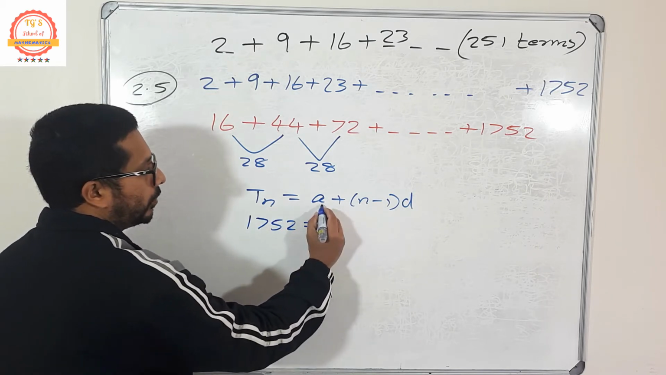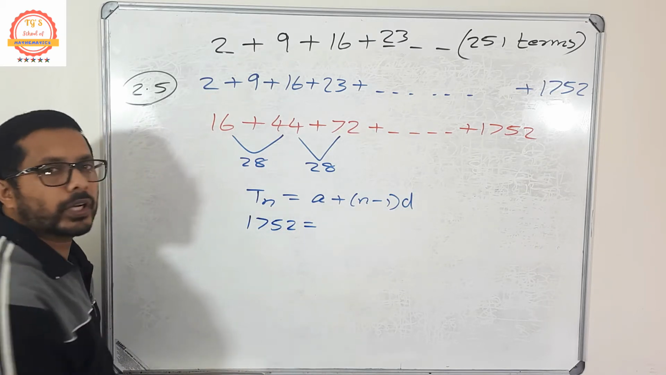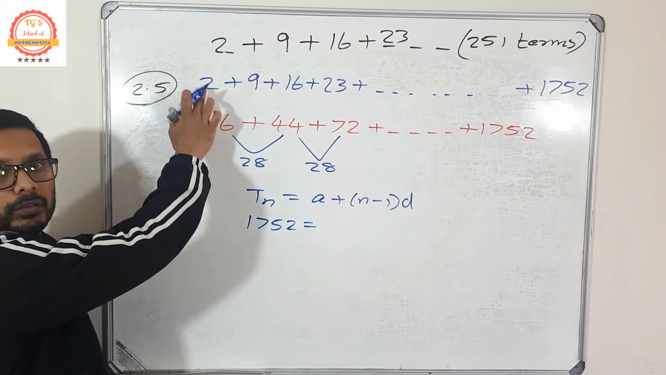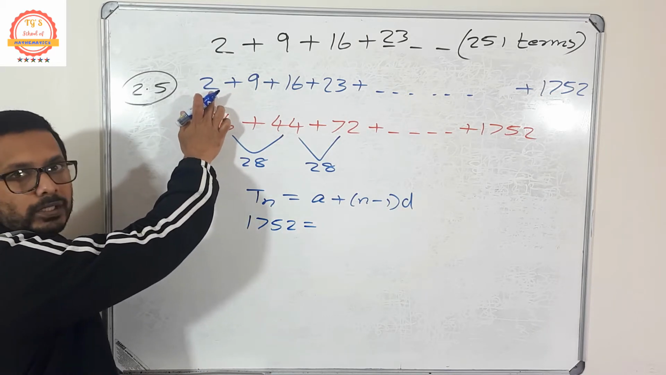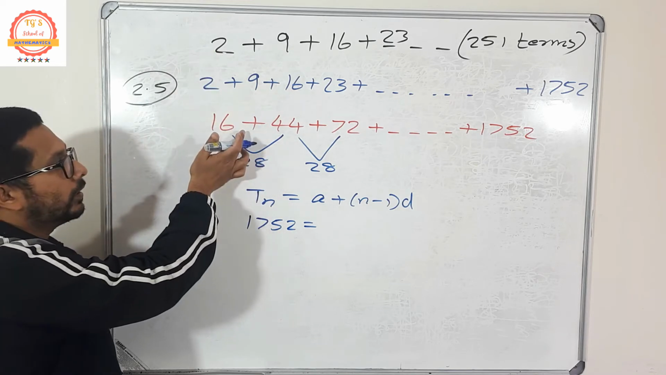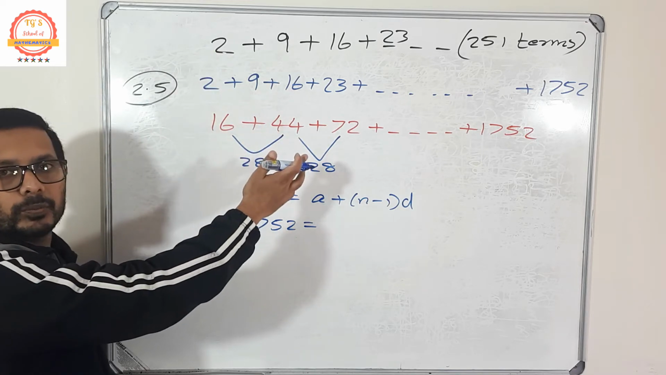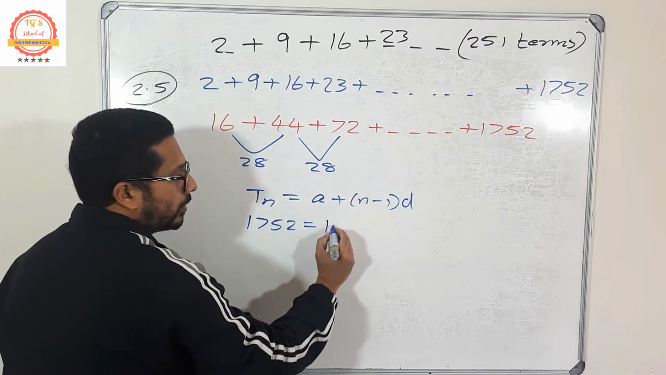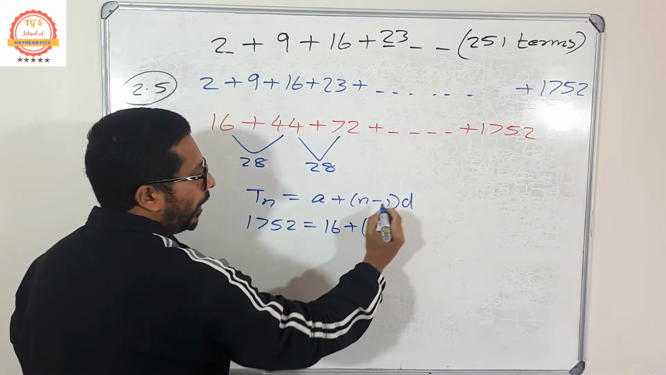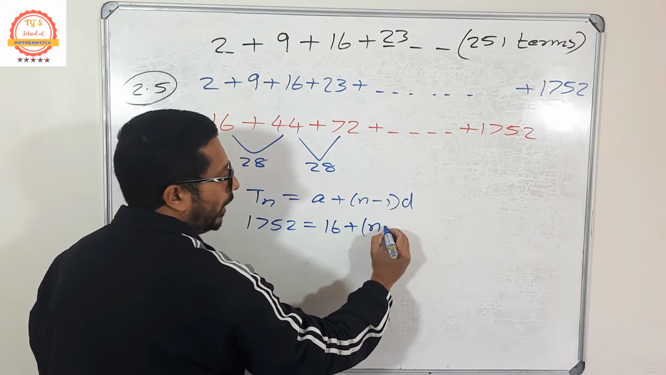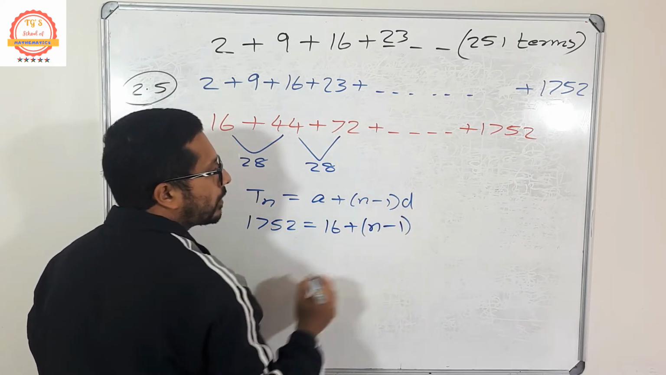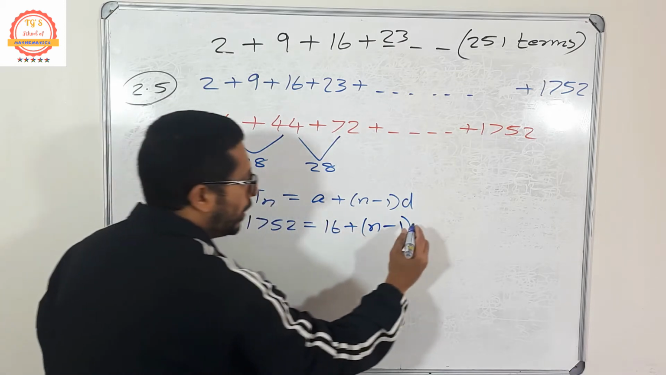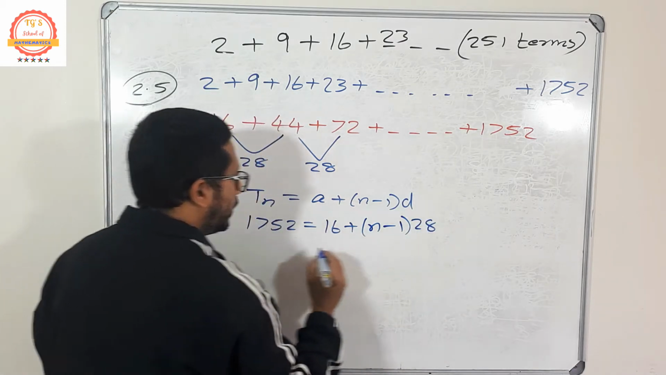1752 is equal to a plus... what is our a? It is 16. Don't think that this 2 is our a. We are no longer using that series. We got another series whose numbers are divisible by 4. So what is the first term? 16. So it is 16 plus (n minus 1), n is what we want to find. What is the common difference in this series? It is 28.